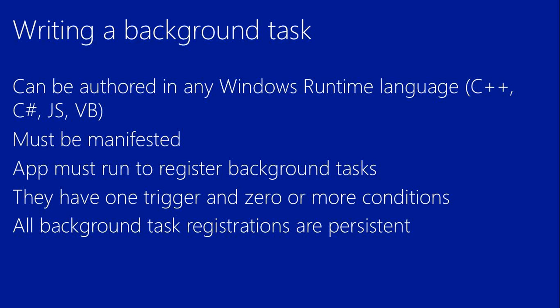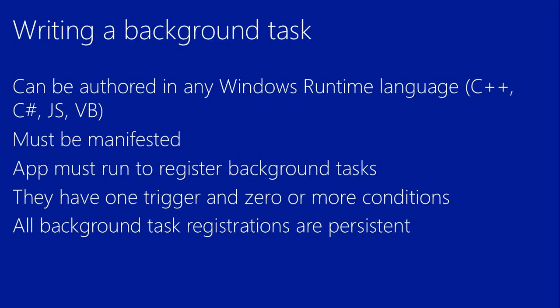The app must run to register the background task. They can have one trigger and zero or more conditions. So apps can have exactly one trigger, of the triggers we have seen, and zero or more conditions. These conditions are nothing but the conditions you require for execution, like the user should be away or the internet should be available, etc. If you have one or more conditions, all of these conditions need to be fulfilled for the background task to execute.